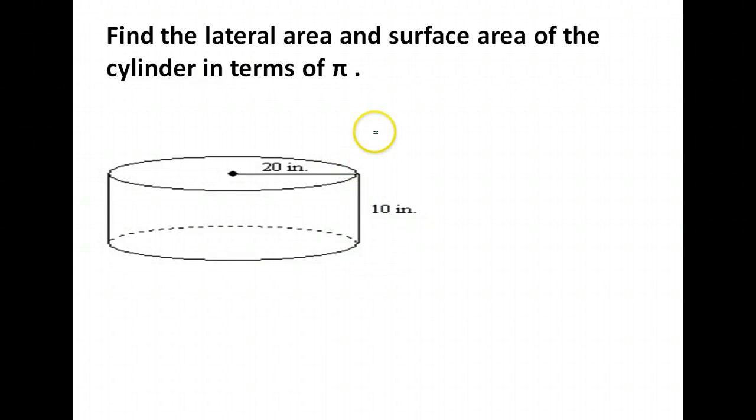And let's try this one. Find the lateral area and surface area of the cylinder in terms of pi. Okay, so depending on what formulas you're using, let's say you're using 2 times pi times the radius times the height for lateral area. So we just have to make sure we put all the numbers in and calculate correctly. We're going to leave it in terms of pi, which means we don't multiply the pi through, we just leave it in our answer. Okay, so let's plug in the numbers.